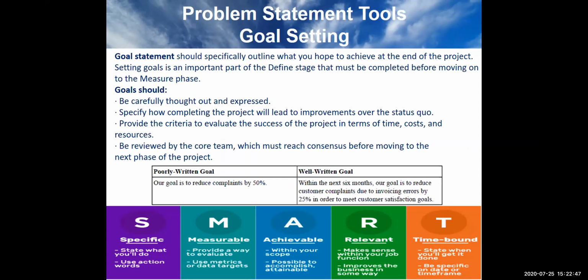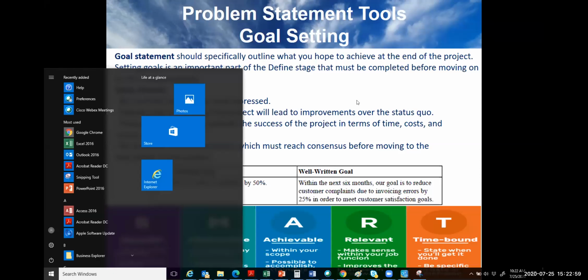Okay, so if you look here, the goal statement should be specific. Let me see, hold on a second. I'm hearing some background noise. Let me see who needs to mute. Don't worry, you can go on. I'll check that and mute the person. All right, okay, all right.